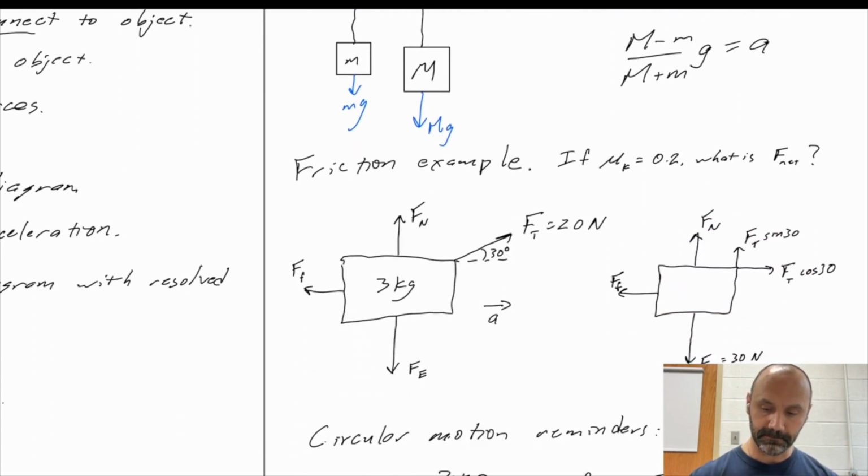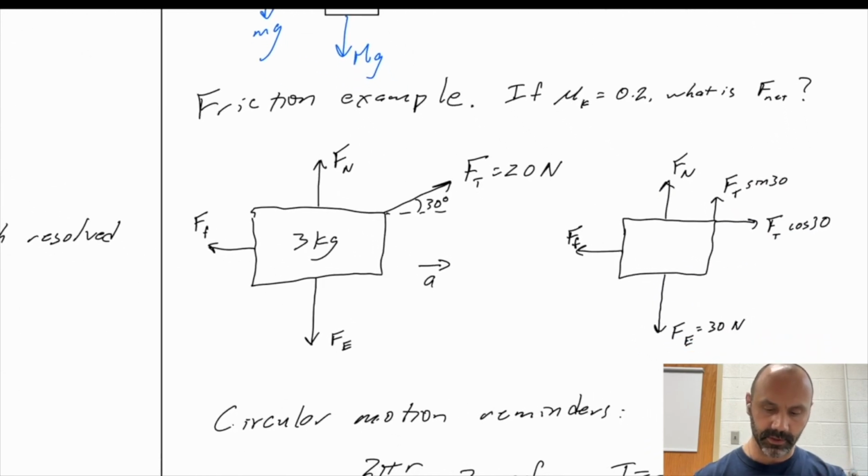Here's an example involving friction. Imagine a block on a surface being pulled with a rope, 20 newtons at 30 degrees to the horizontal. The coefficient of kinetic friction, mu k, is 0.2. I want to know what the net force is. There's going to be friction to the left, a normal force up, and earth force down. But here's the key: because there's an upward component to the tension force, the normal force is not equal to the earth force.